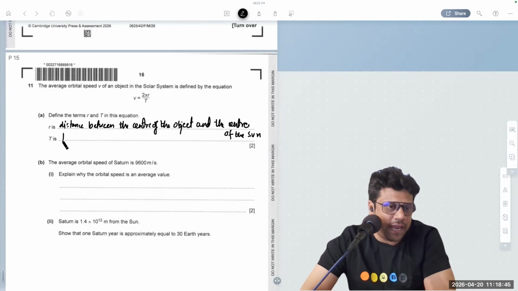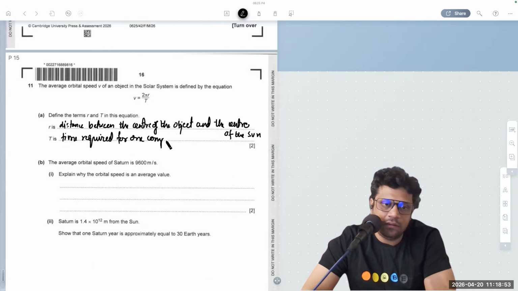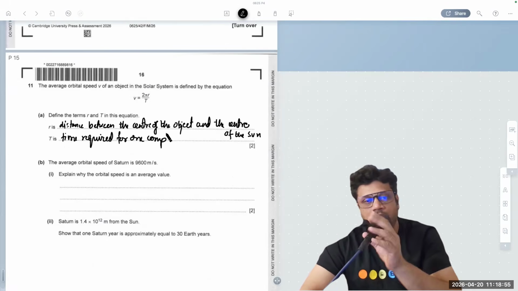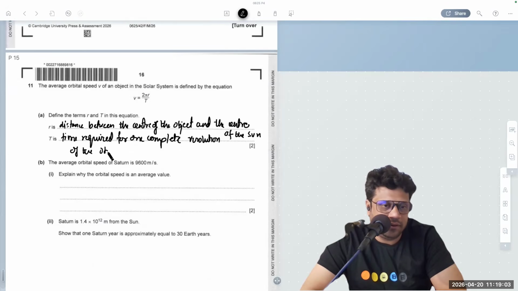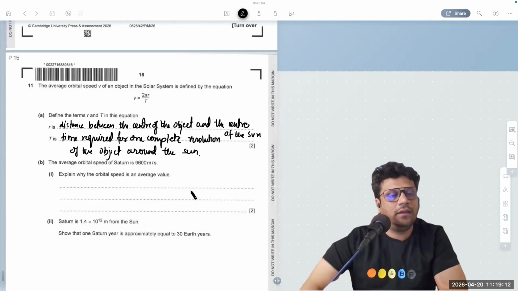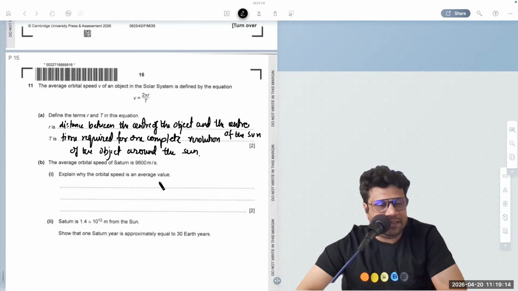T is the time required for one complete revolution of the object around the sun. Okay. Explain why orbital speed is an average value.